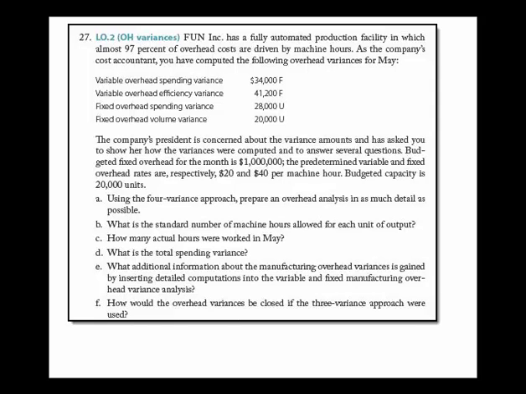A couple more pieces of information here. Budgeted fixed overhead for the month is $1 million. The predetermined variable and fixed overhead rates are $20 and $40 per machine hour, respectively, and budgeted capacity is 20,000 units. So part A, let's tackle that first. Using the four-variance approach, prepare an overhead analysis in as much detail as possible.